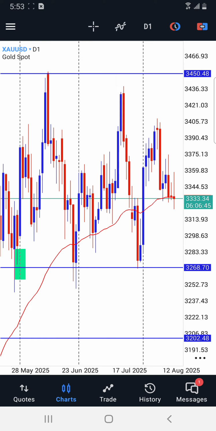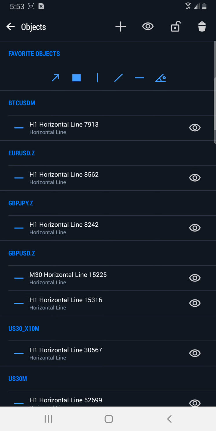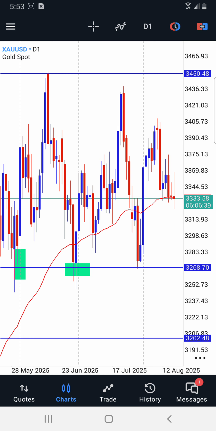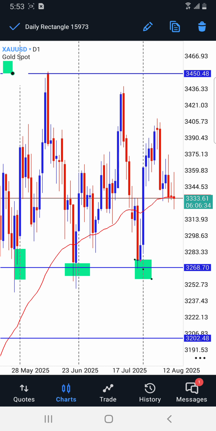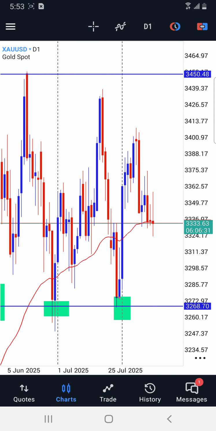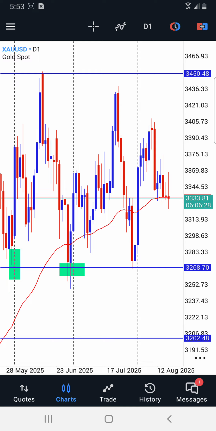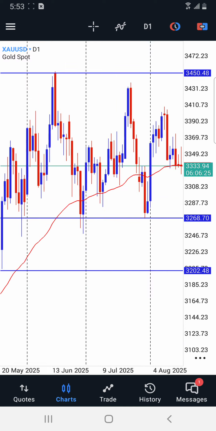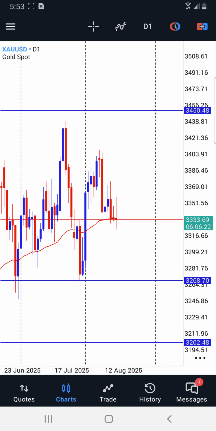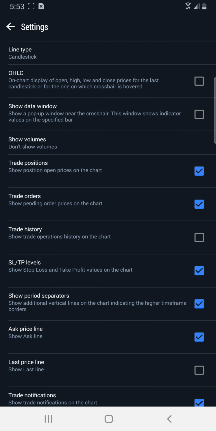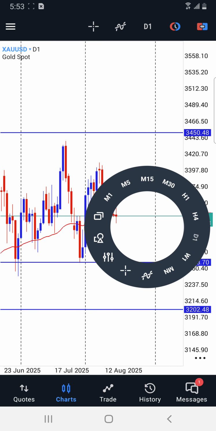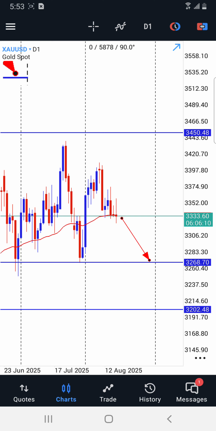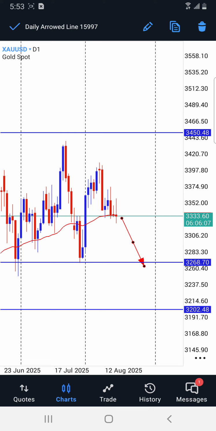Let's see, because of the rejection here, we can also have that level, and then finally the last one we can have around that zone. That makes the area become a valid support. So we expect the drop to continue all the way down to the support. So somehow I'm expecting a drop to 3268.7, which is our nearest support.